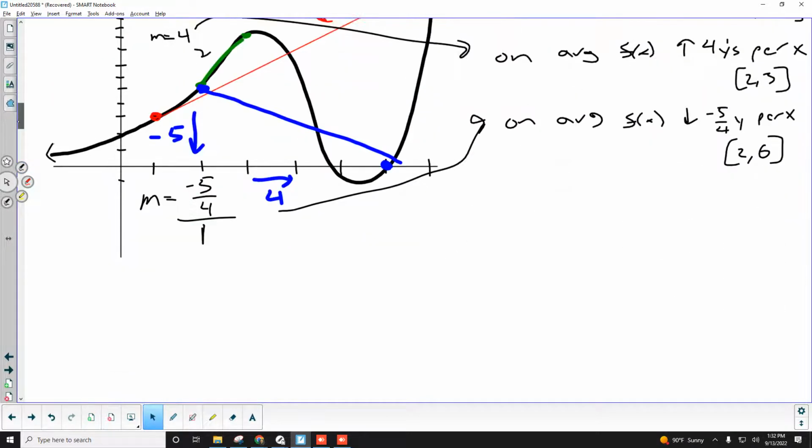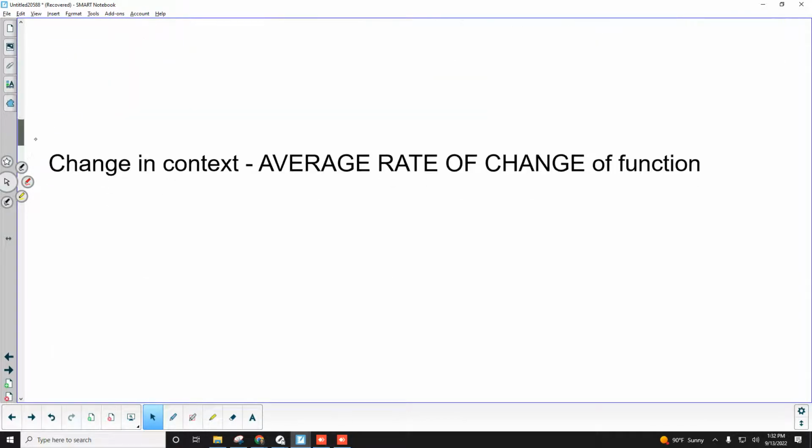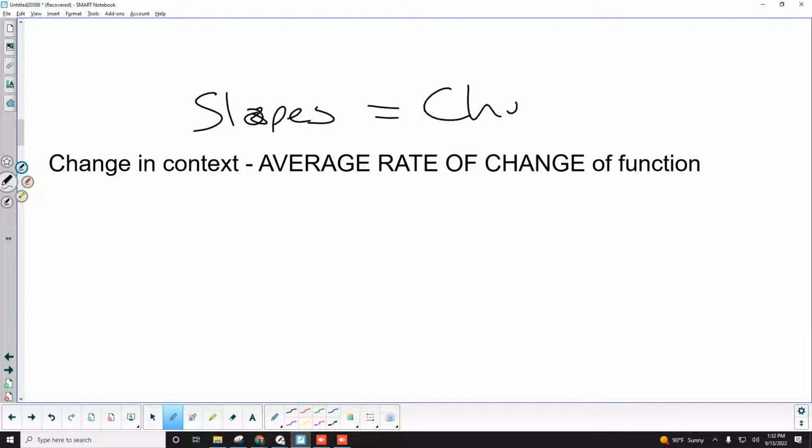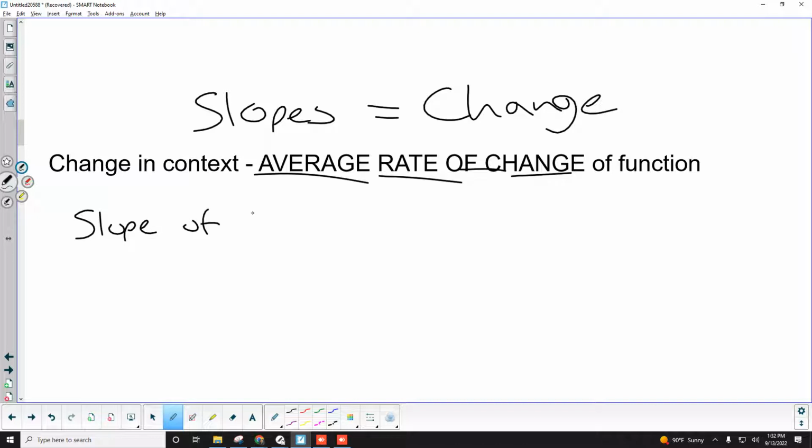All right? So, slopes equal change. That's simple. Slopes equal change. If calculus is the math of change, then calculus is all about slopes. And it's true. Nothing fancy. It's just slopes. If I ask you for an average rate of change, I'm talking about the slope of the line that connects 2 distinct points on a function.